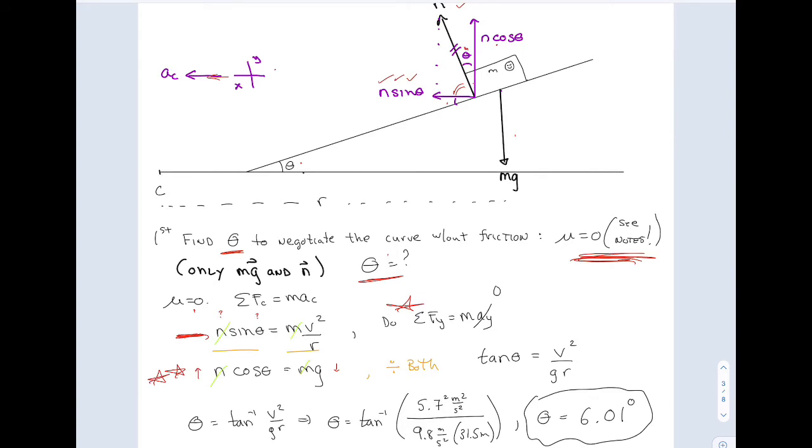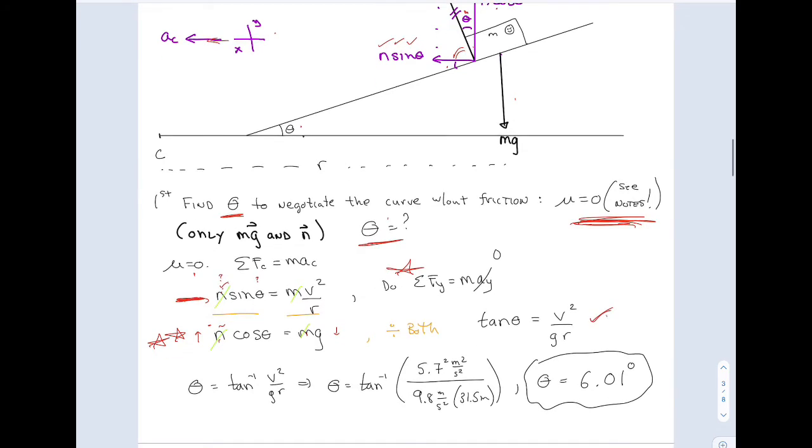And then I just divide both. Or you can solve this one for n and plug it in there, or solve this one for n and plug it in there. Mathematically, it's the same as dividing them. So I divide them, the n's cancel out, the masses m also cancel out. We did this in class. That gives me the banking angle for when this thing's going around at 12.75 miles per hour.